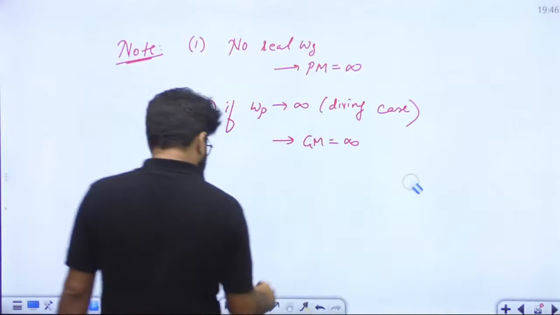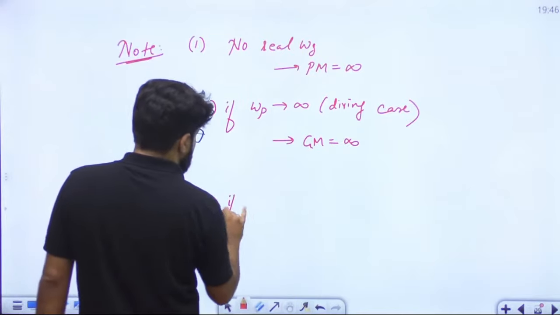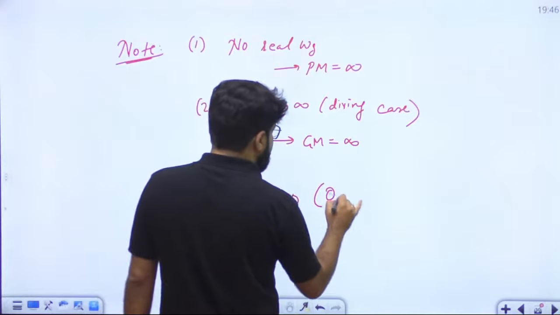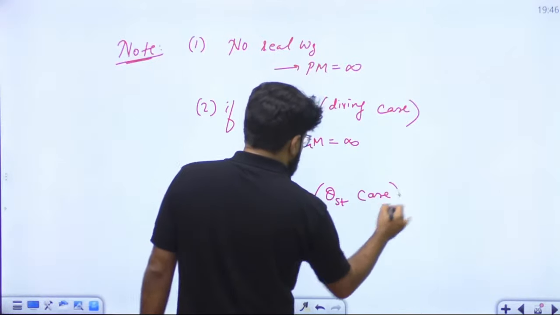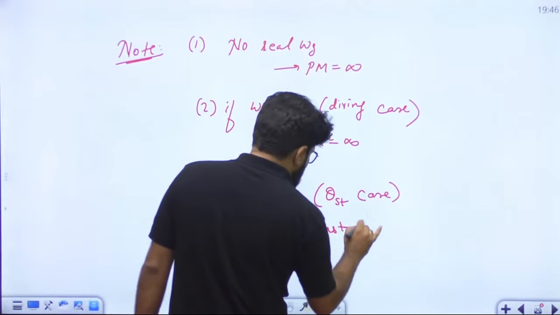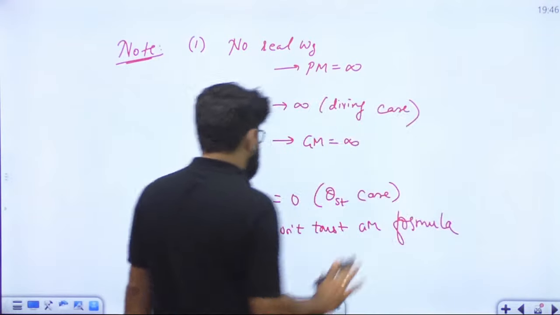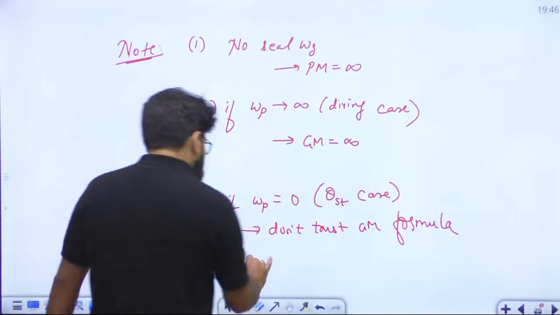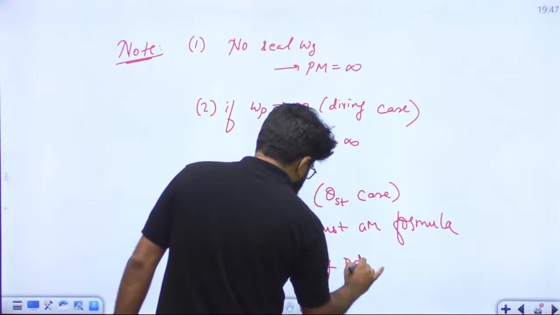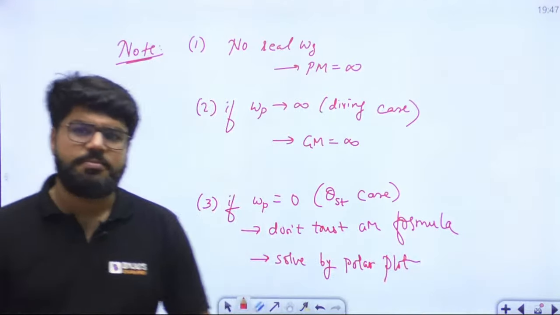So I'm giving you the conclusions. Next, point number 3. Whenever ω_p is equal to 0, that is the starting case. As a precaution, don't trust the GM formula. You have to solve and understand the gain margin by the polar plot only. These are some precautions which the students must know.